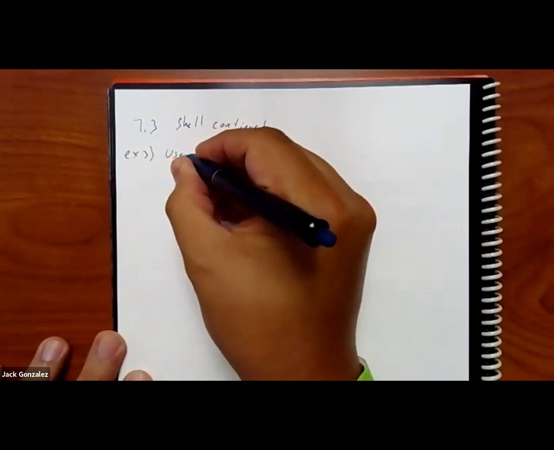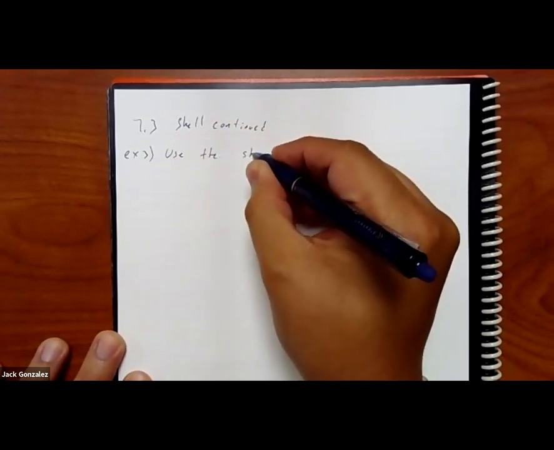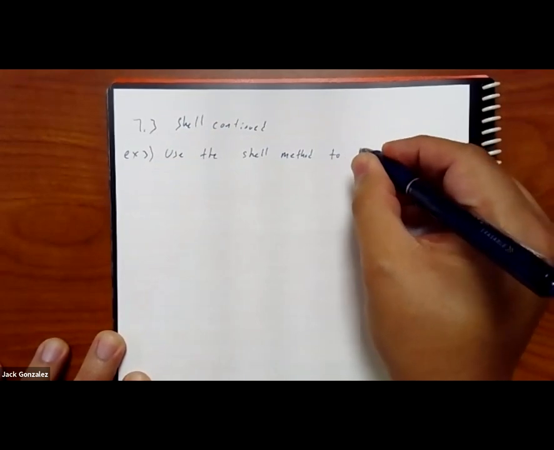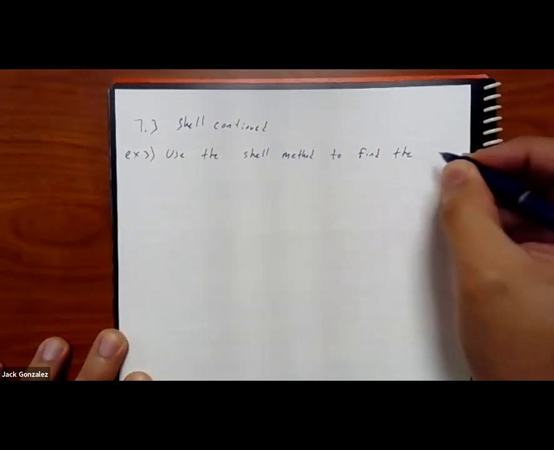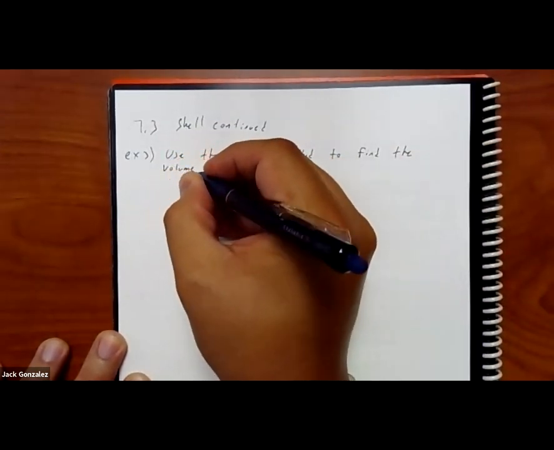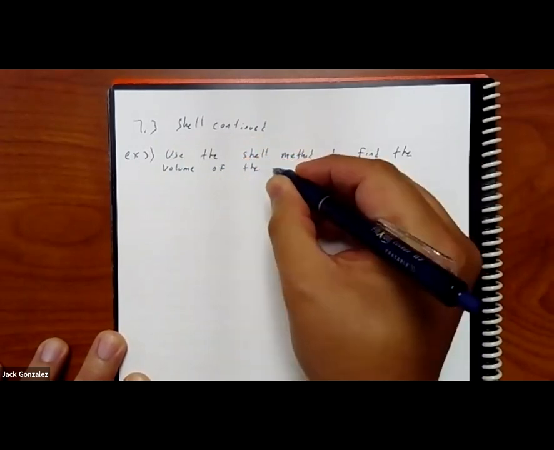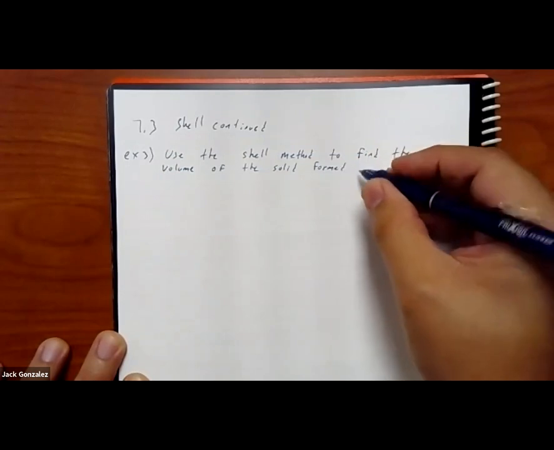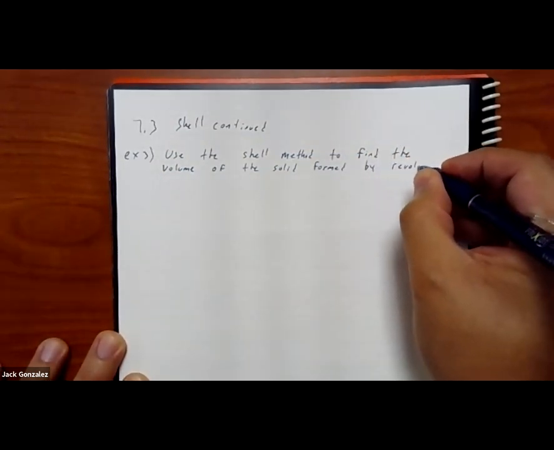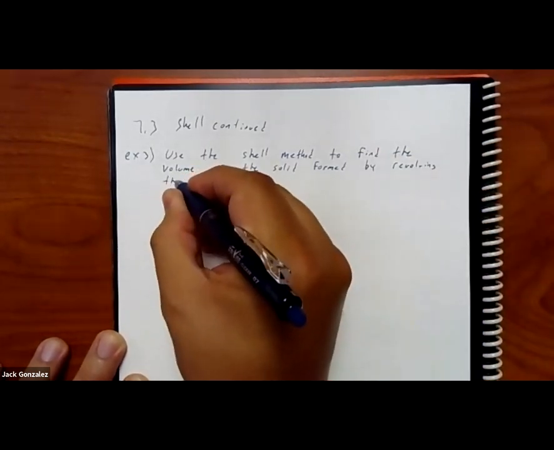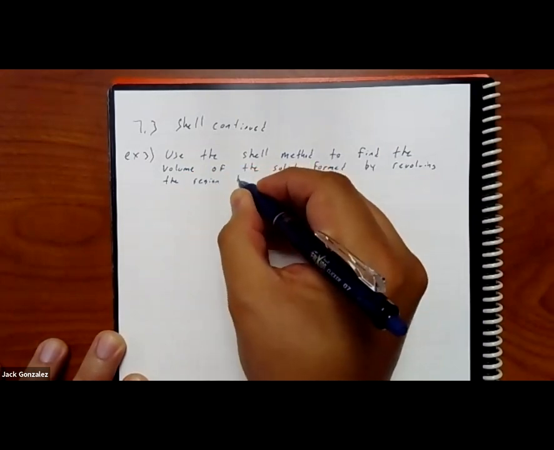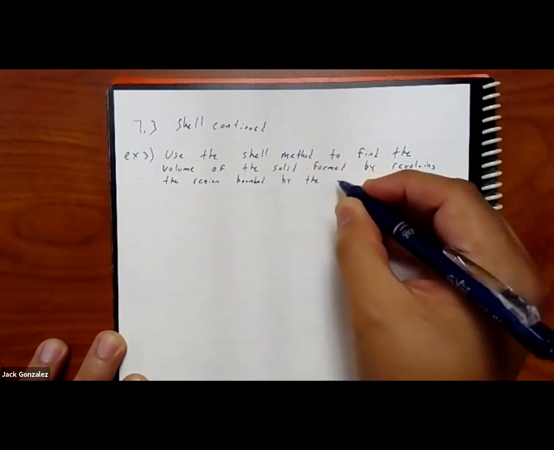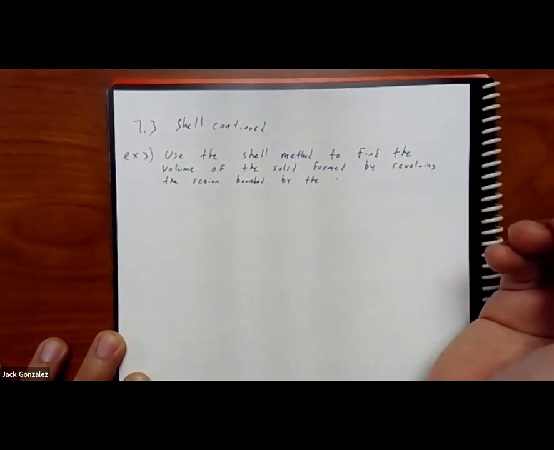Okay. Use shell method to find the volume of the solid formed by revolving the region bounded by, I guess here are the functions.